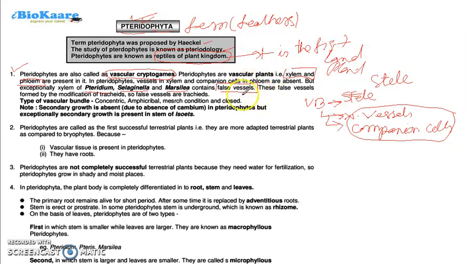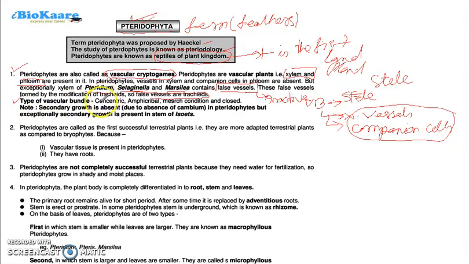These false vessels are present, but they are normally inactive parts. Got it? Now it has been found that vessels and tracheids are present normally in higher pteridophytes.